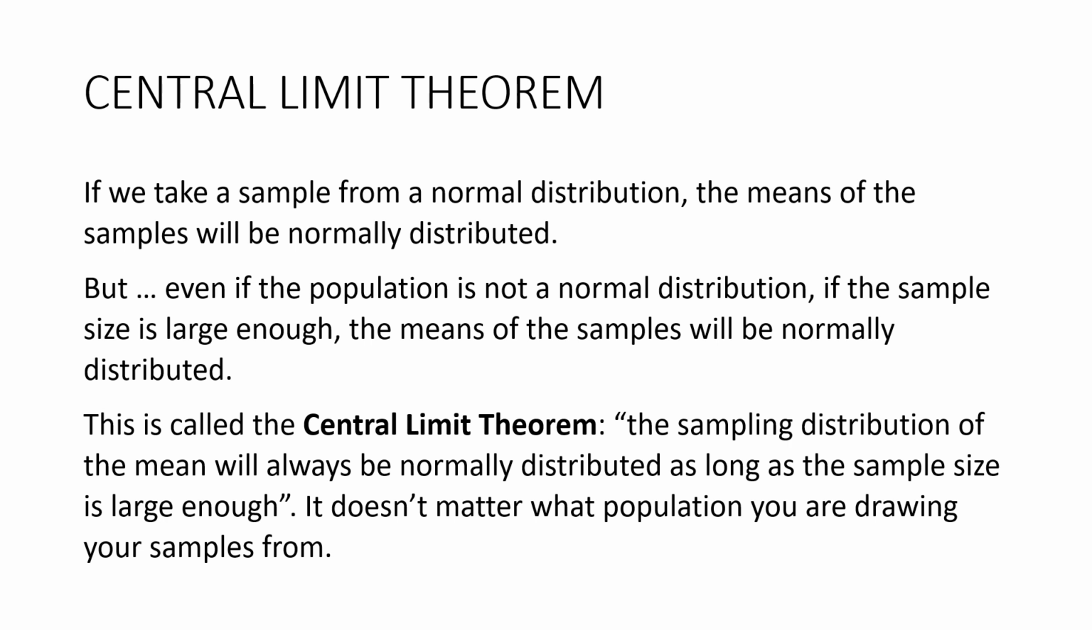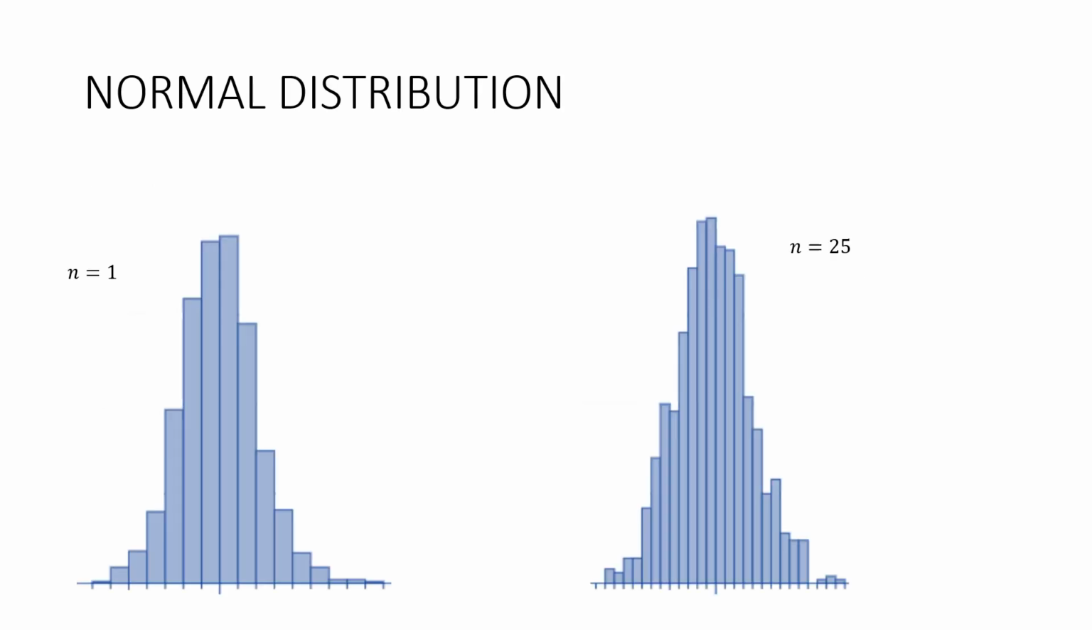Now let's have a look at that. So here, the population is normally distributed. Here's a sample size of 1, so we're taking lots and lots of samples, and the sample size is 1. It's pretty normal looking. Here the sample size is 25, but we're expecting that. If we're taking samples from a normal distribution, we would expect the means of those samples to be normally distributed.